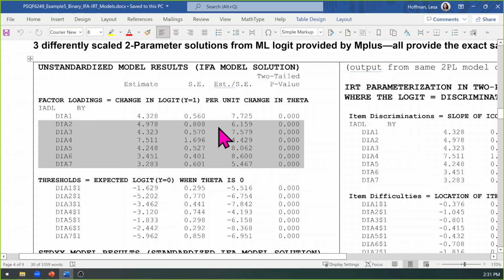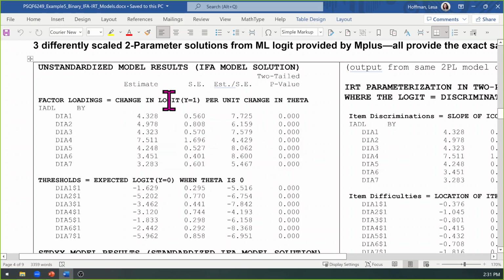These are slopes. The slope is always the change in y for a 1 unit change in x. Right? That's a slope. So if I replace the relevant words here, change in y means the change in the logit, the change in the log of the odds of the probability of a 1, that's what we're predicting on the left-hand side of the equals, per unit change in x. X is theta. Theta has a scale in which the mean is 0 and the variance is 1 because that's what we set it as. We nailed that down. So each of these loadings says what is the change in the logit of that item's response per standard deviation increase in theta. That's what 1 unit is in the scaling.